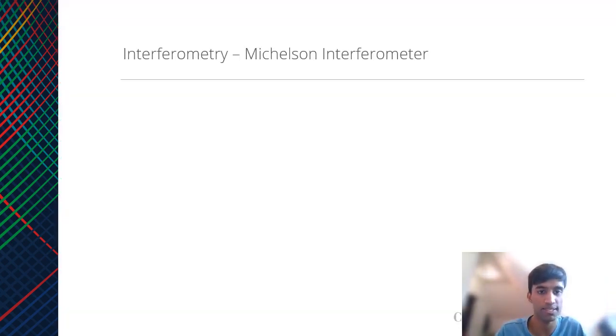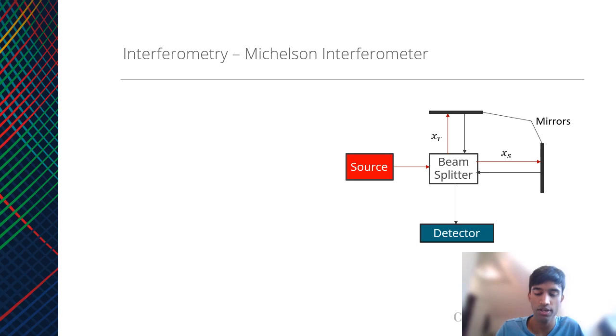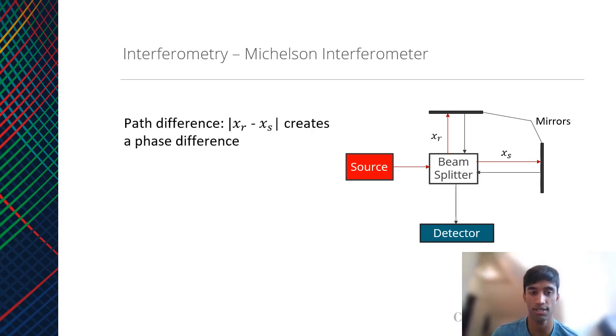Let me begin by discussing how the Michelson interferometer laid the foundation upon which OCT is built. A simple schematic is shown alongside. You have a source that sends light, splits it by the beam splitter, is reflected back via mirrors, and is detected using a detector. So the light travels different path lengths, XR and XS, and this corresponds to a phase difference in the interference signal.